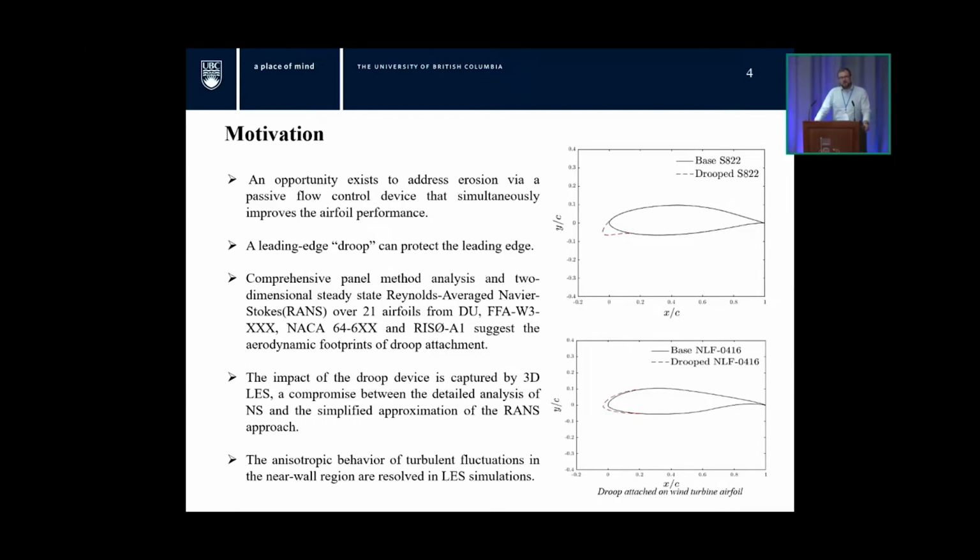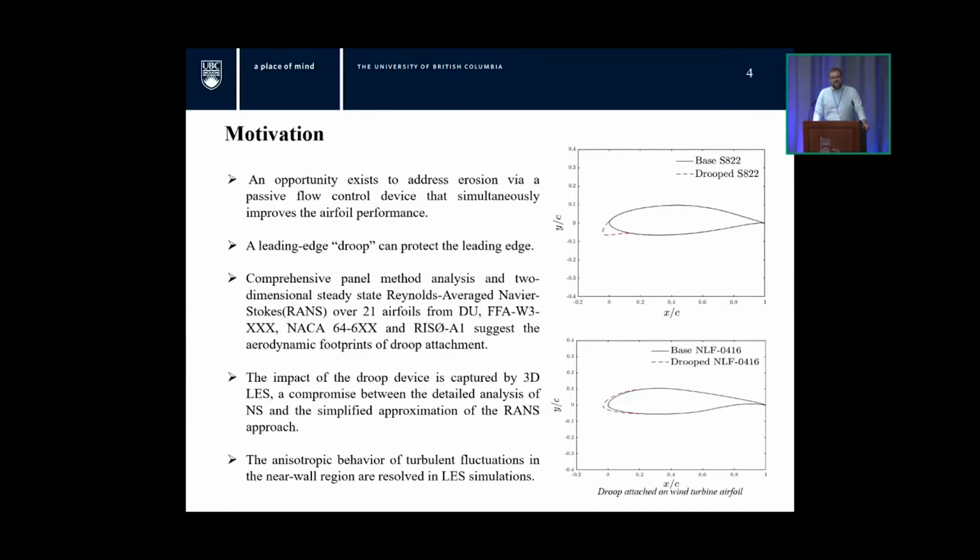And we wanted to also investigate the ability of the droop to augment the aerodynamic performance, and this is similar to the leading edge droops that are applied on aircraft during high lift scenarios, for example, takeoff and landing or high altitude landings, etc. And so we designed the droops using a panel method analysis followed by 2D RANS simulations, where we saw some of the most optimum shapes for the droop.